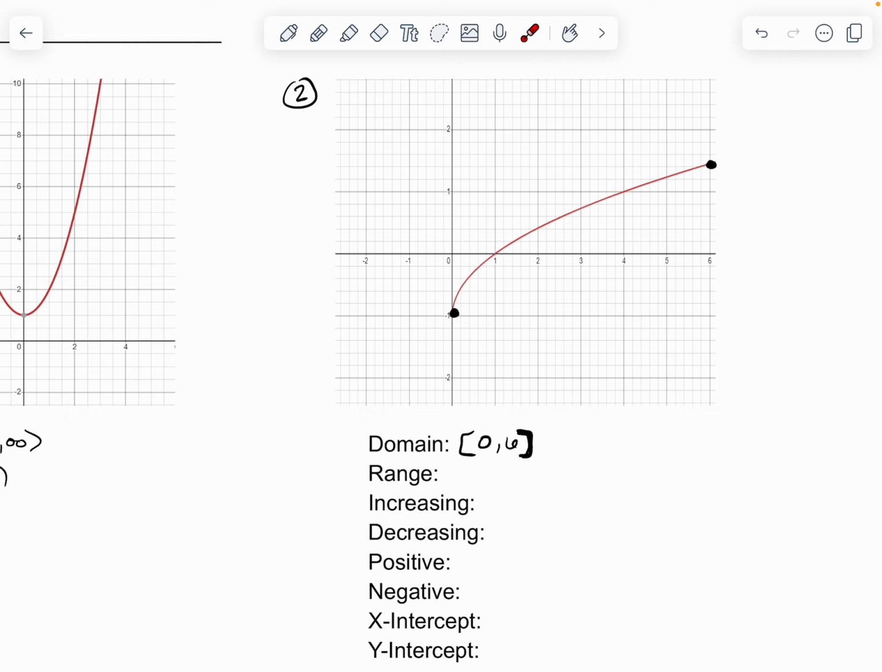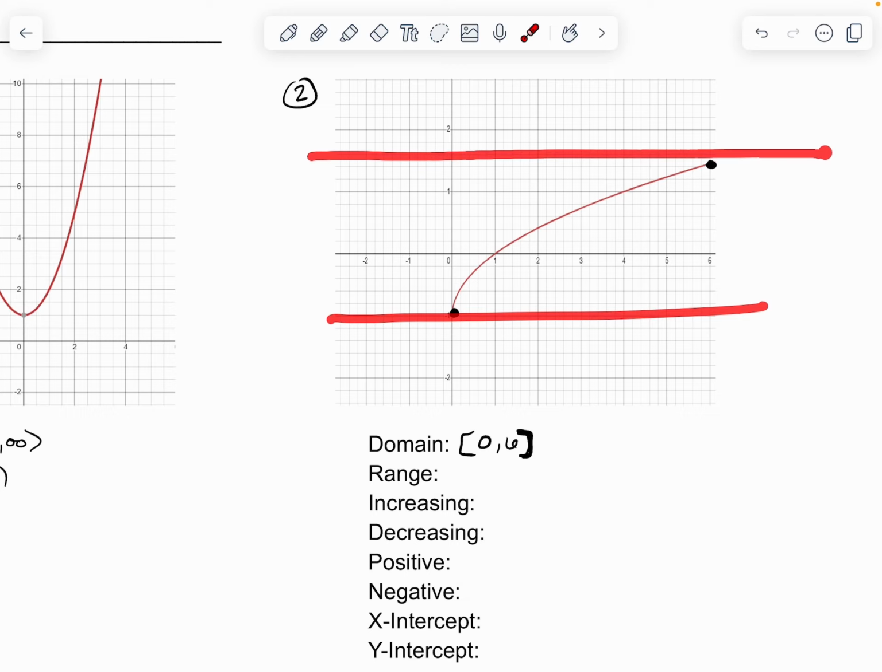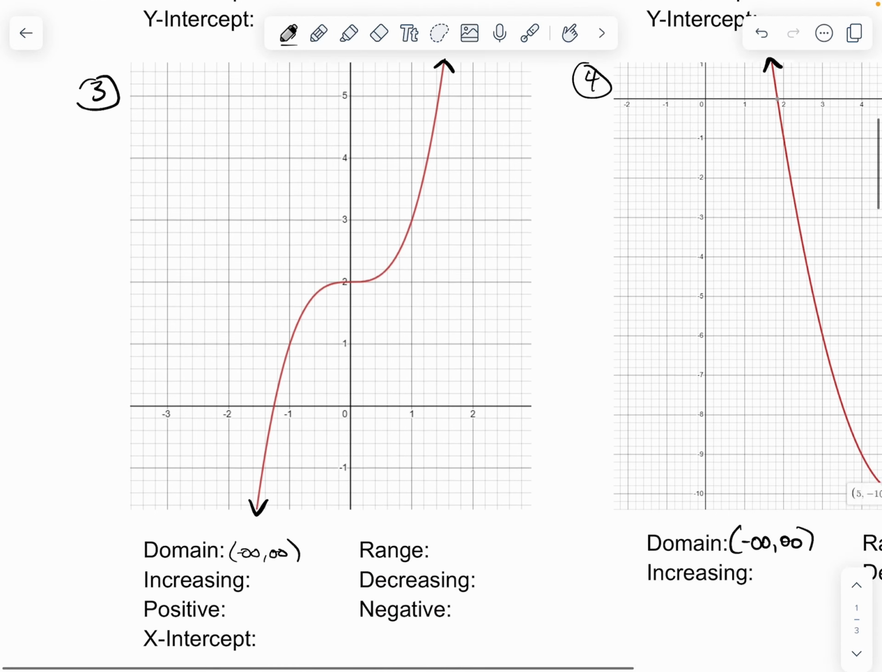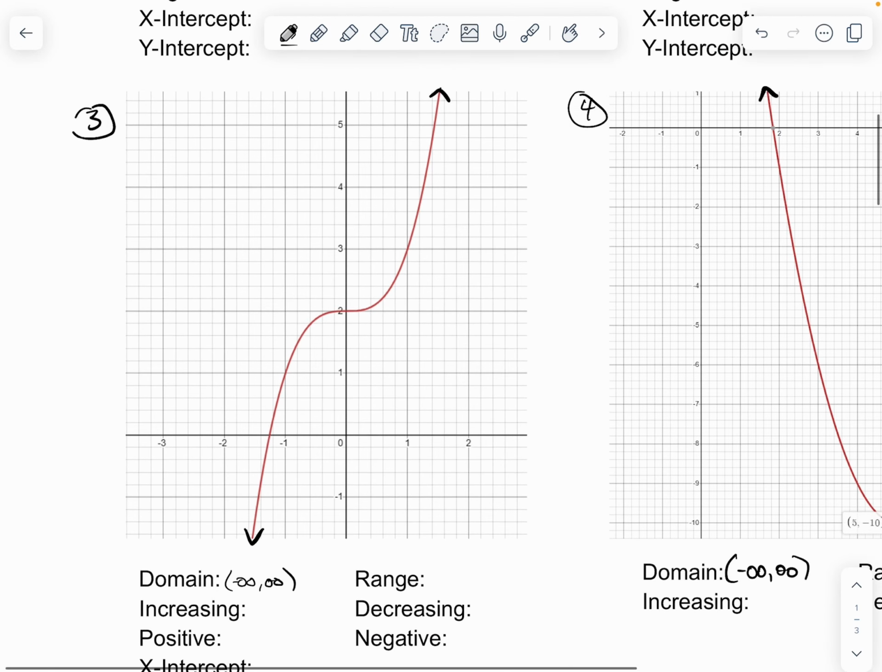Okay, let's look at the range for number 2. So my range, again, it's the y value. So it's from here to here. Both of those values are included. There's no open circle. They're both closed circles. And those values go from, that's 1.5 up here, and that's -1 down here. So the range is going to include -1 to 1.5.